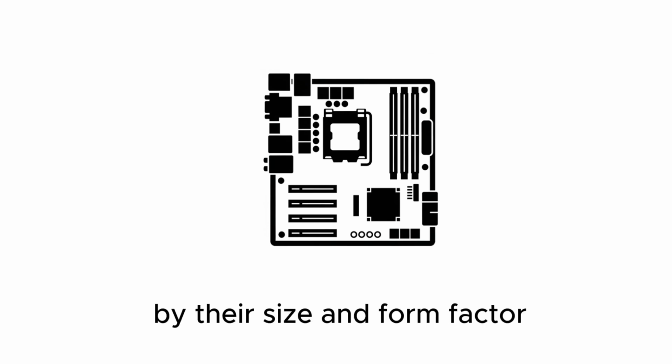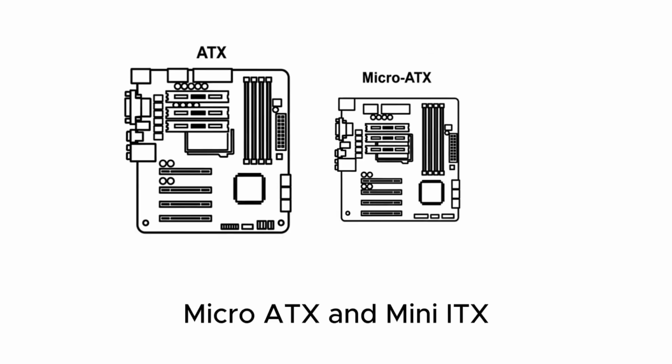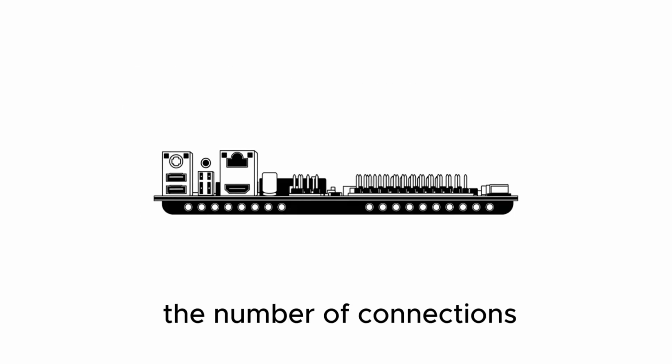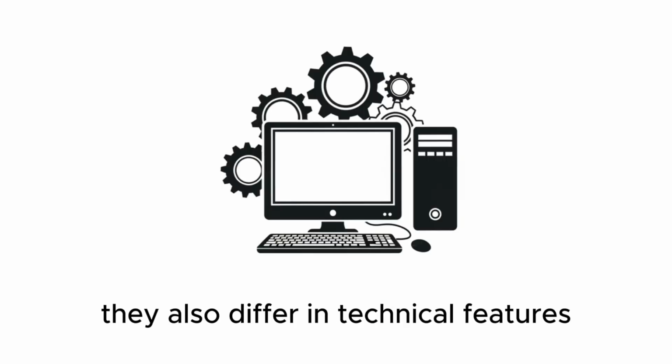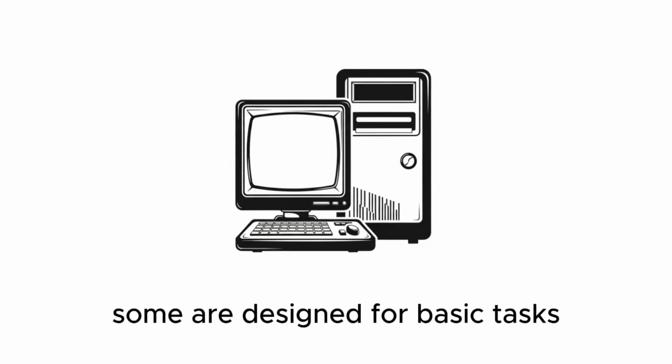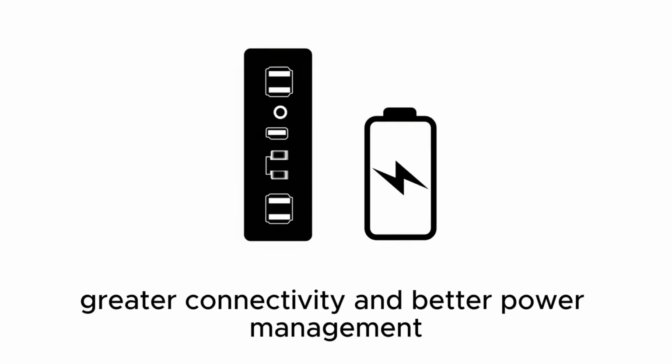Motherboards mainly differ by their size and form factor. The most common ones are ATX, Micro ATX, and Mini ITX. Each form factor affects the number of connections, expansion options, and internal layout. Beyond size, they also differ in technical features. Some are designed for basic tasks, while others support more advanced technologies, greater connectivity, and better power management.